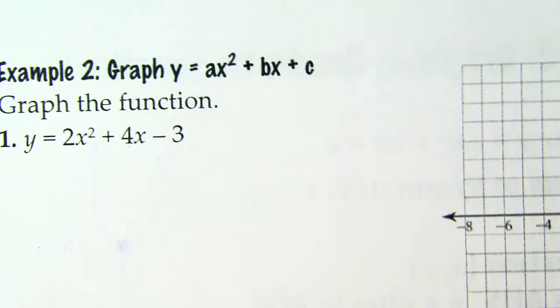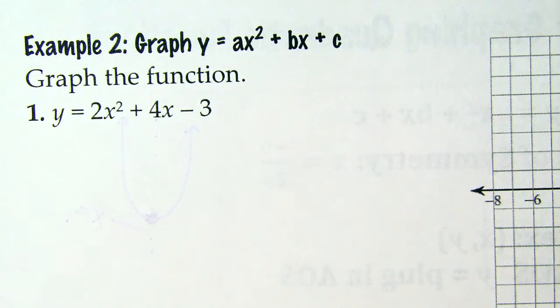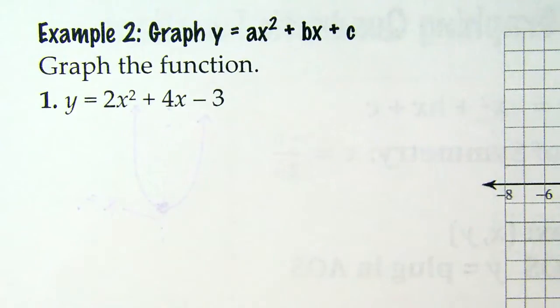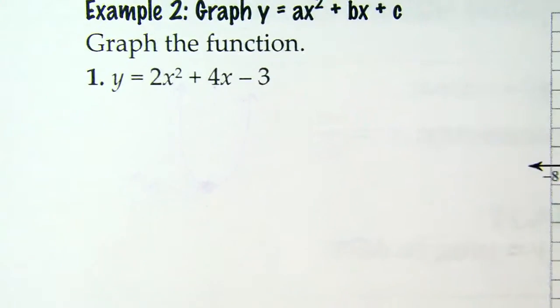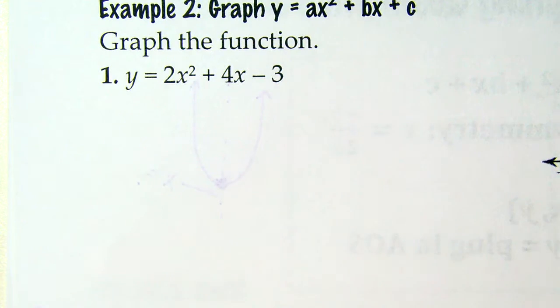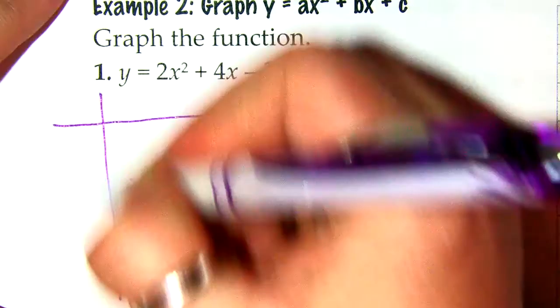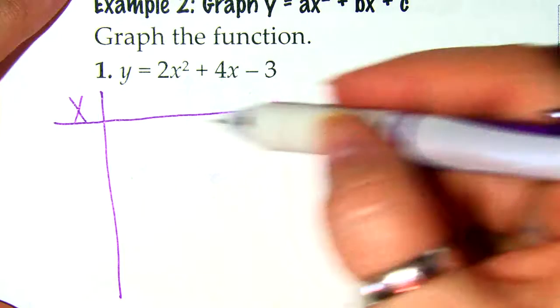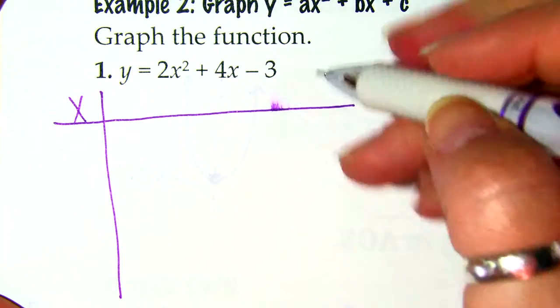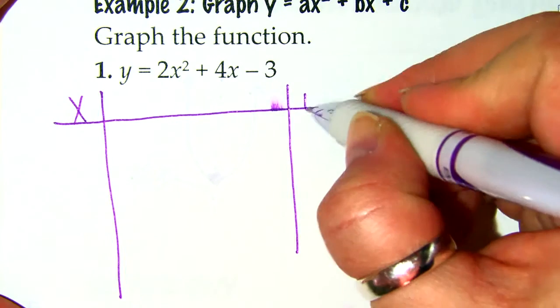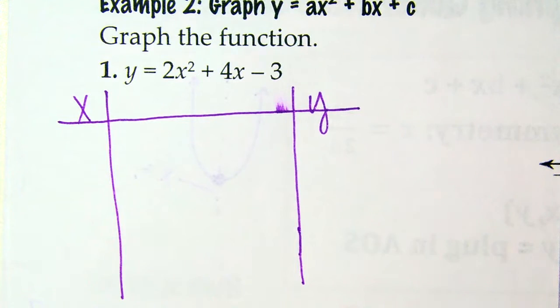I left some graph paper with your sub. If they didn't pass it out, just raise your hand and ask for it. There should be enough to get through all these examples. So we're going to make an XY table. I would probably leave some space in the middle to put your work. And then we're going to find the axis of symmetry and the vertex.